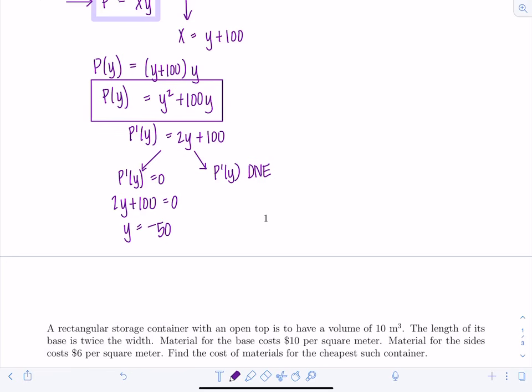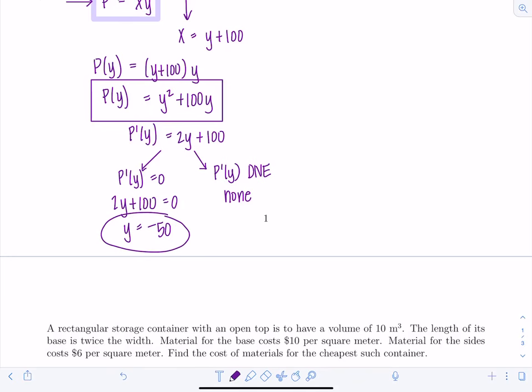What about where P prime does not exist? Well, there's none from that case, right? We see that P prime is a polynomial. It's a linear function, so it doesn't have any restrictions. So right now, I obtain the value of y equals negative 50. But this is just a critical value. I need to confirm that this will indeed yield a minimum.